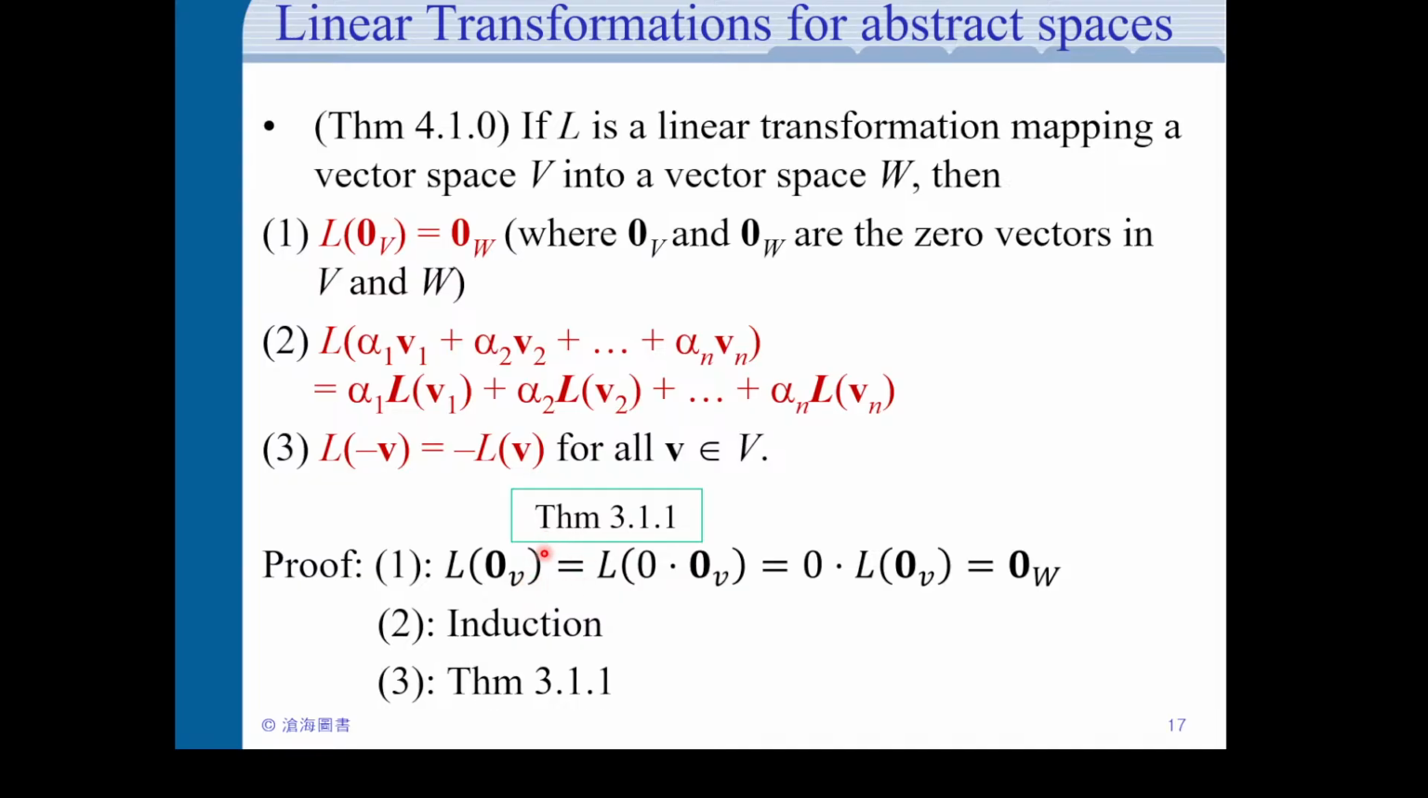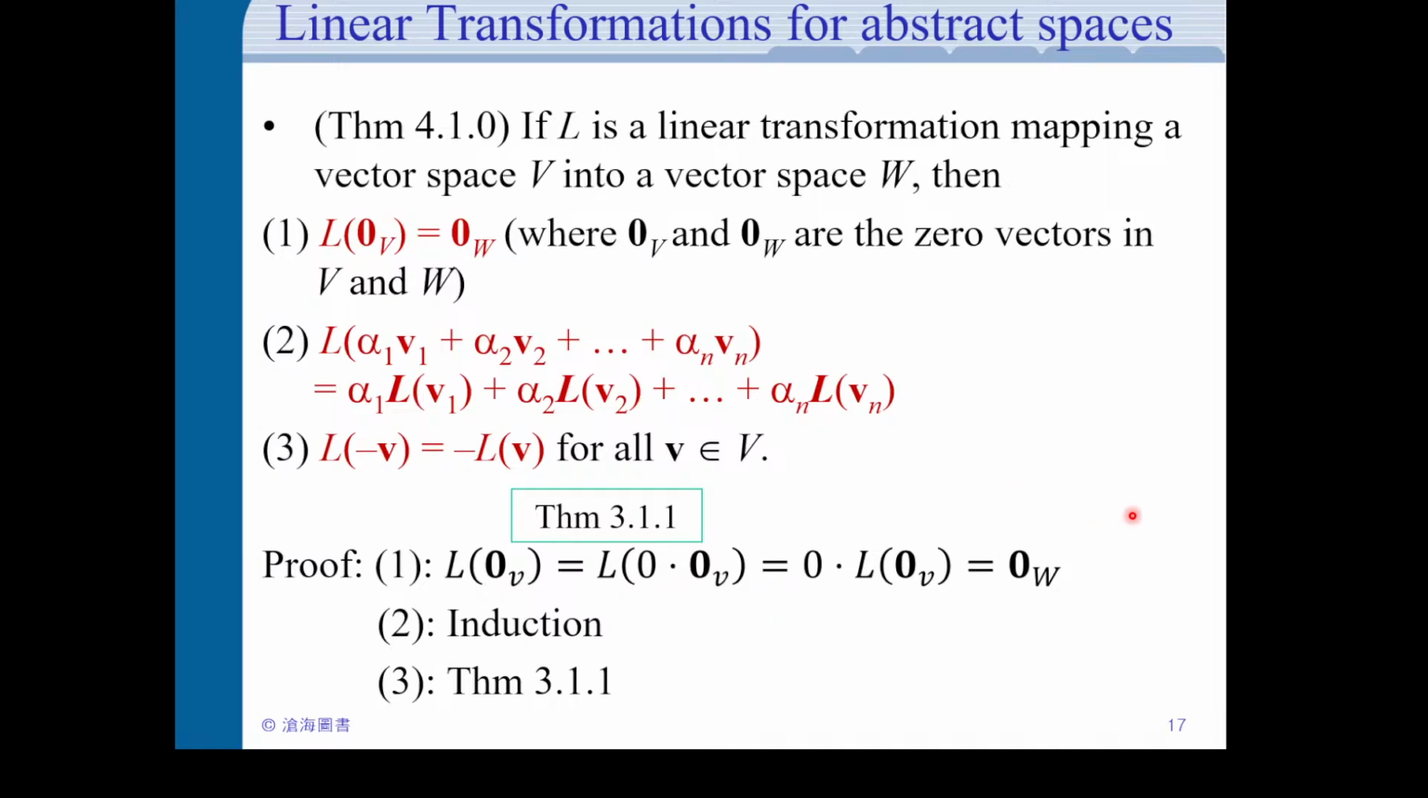So the first equality here goes by theorem 3.1.1, and the second equality goes by the definition of a linear transformation. And then once again, we use theorem 3.1.1 on the space W. Now this L of 0 of V is some vector in W. We don't care who it is, but it's getting multiplied by the scalar 0.